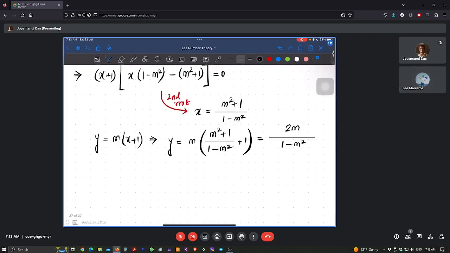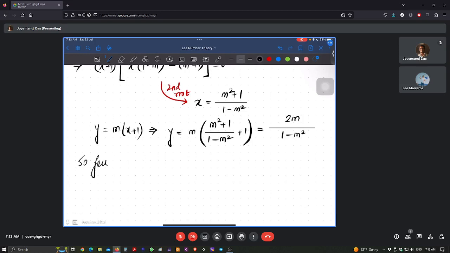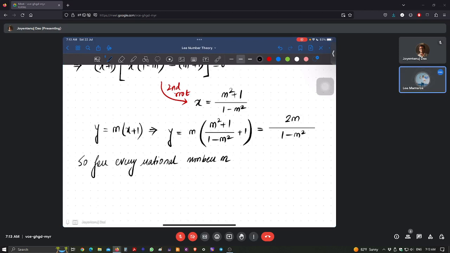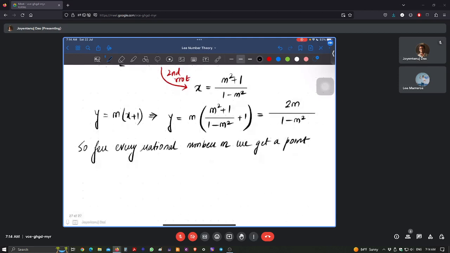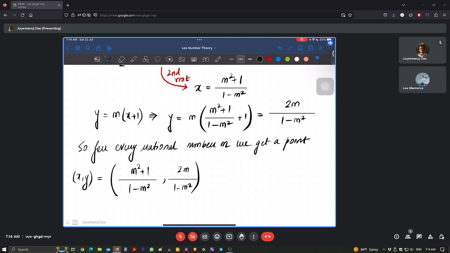So what we get is, for every rational number m, we didn't have to work using a over b because m already represents a rational number. We are starting with a rational number only. So for every rational number m, we get a point. The coordinates x, y are: x is m square plus 1 divided by 1 minus m square, and y is 2m divided by 1 minus m square. These two things with rational coordinates are on the hyperbola.